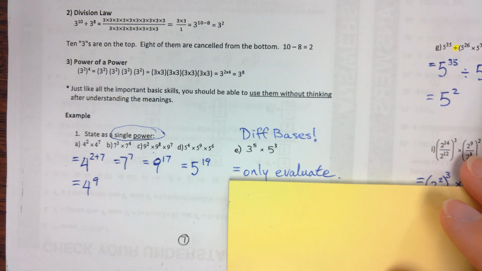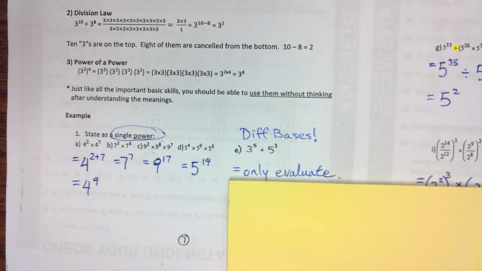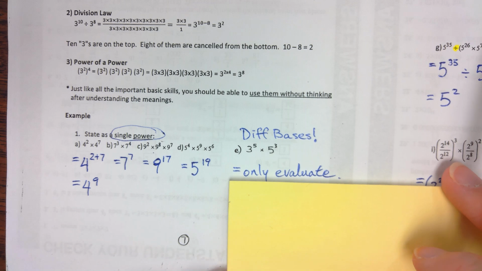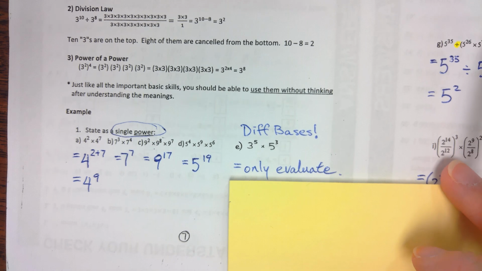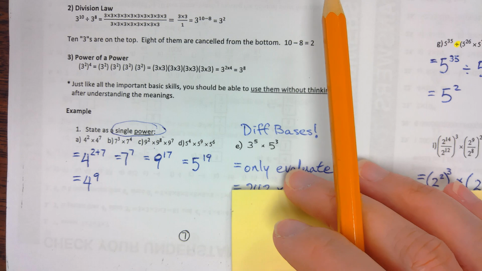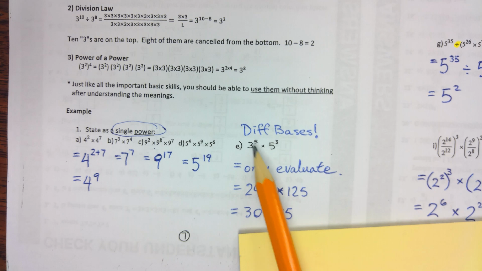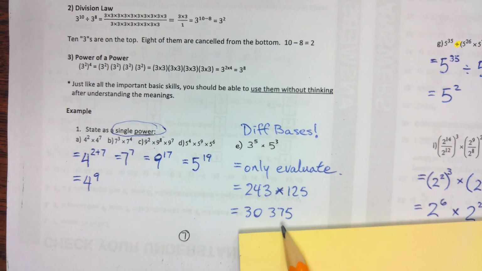So read the question carefully. If it says evaluate, yes, you can have an answer. But if it says write as a single power, then you cannot. All right. So if we were to evaluate it, Felix, what would you do? All right. Here comes the calculator. 3 times 3 times 3 times 3 times 3 is 30,375. Right. Okay. So you would actually evaluate this, and then multiply it together to get 30,375.